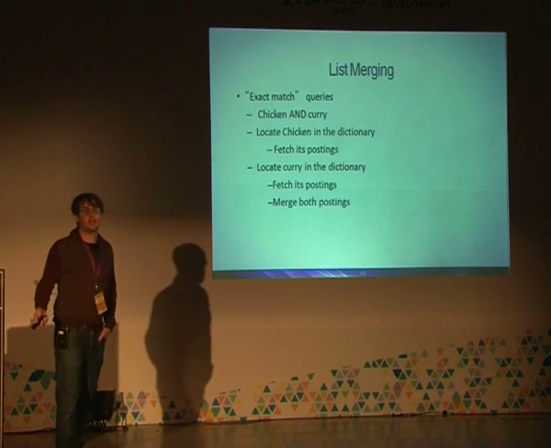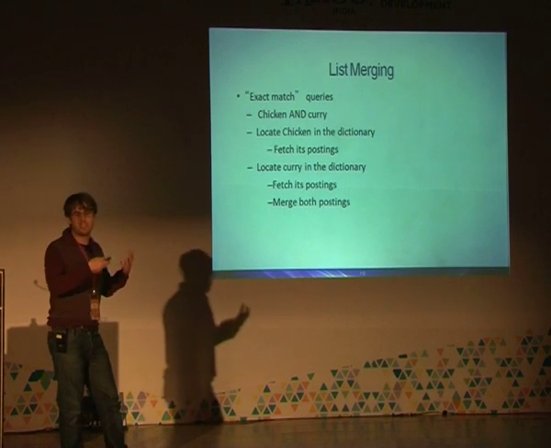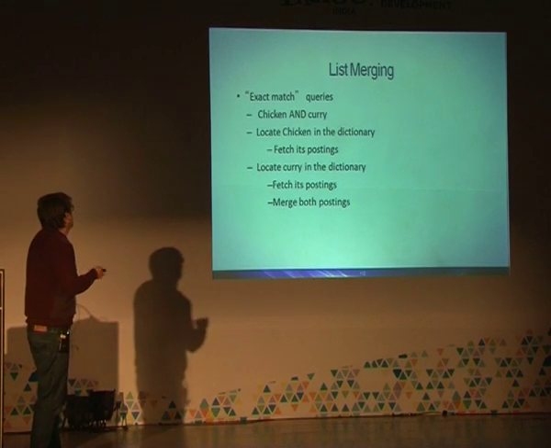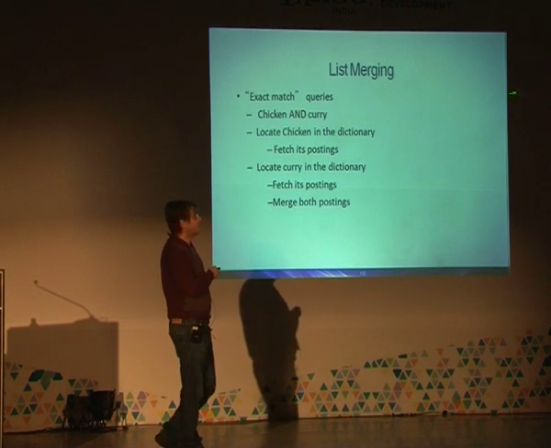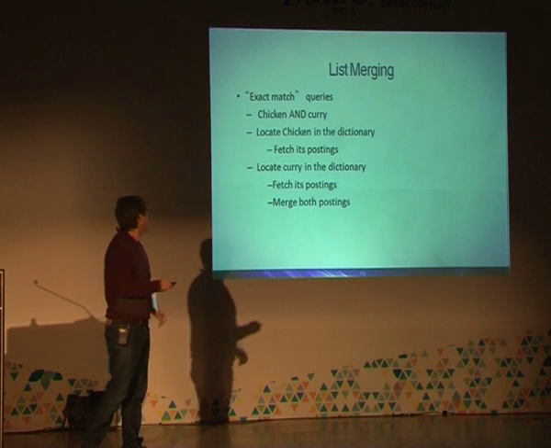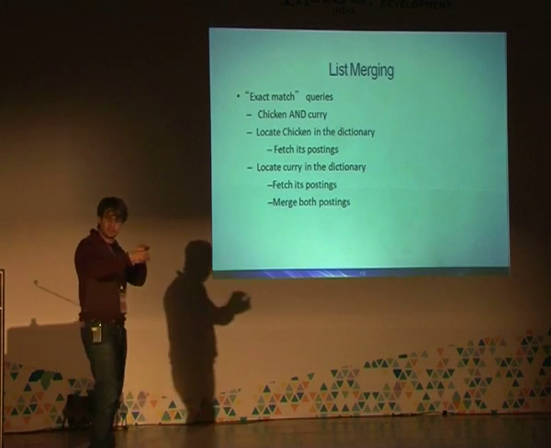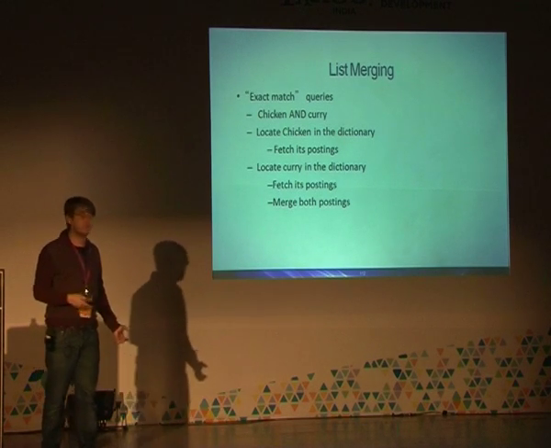So how do we decide which are the good candidates, or the documents that satisfy a particular query? If you have a Boolean query, then you have chicken and curry. So you go and locate chicken in the dictionary, and you go and get the postings for chicken, right? You got this list now. And then you go and locate curry in the dictionary, and you get its document list. And then you merge both lists. Right? So we'll see an example now.